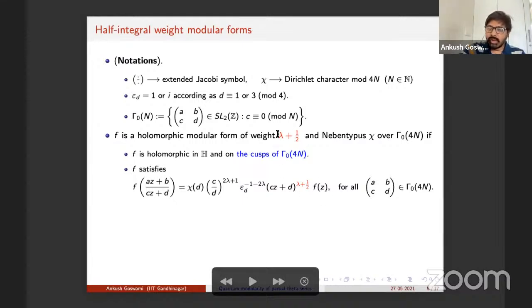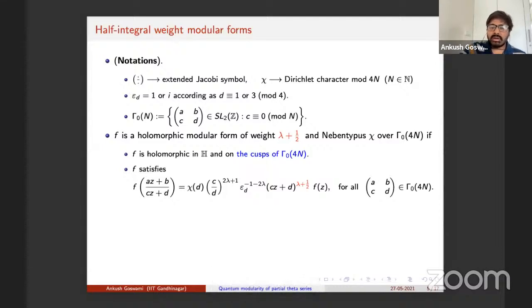So as you can see, the weight, which is lambda plus 1/2 here, appears as the exponent of cz plus d. And then this quantity is the multiplier, and this corresponds to the value of the character. And this transformation should hold true for all matrices (a, b, c, d) inside gamma sub 0 4n, and for all points z in the upper half plane. So if these two conditions are satisfied for this function f, then we say that f is a holomorphic modular form of weight lambda plus 1/2 and Nebentypus chi over gamma sub 0 4n.